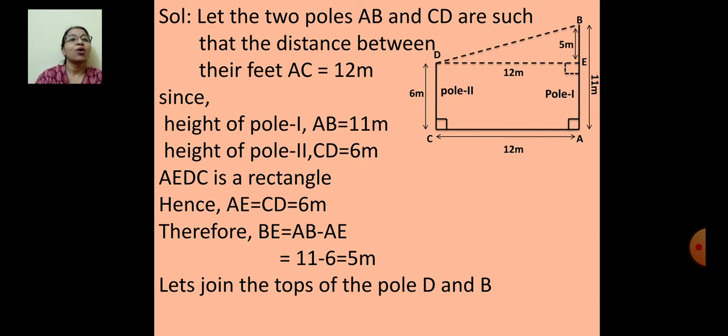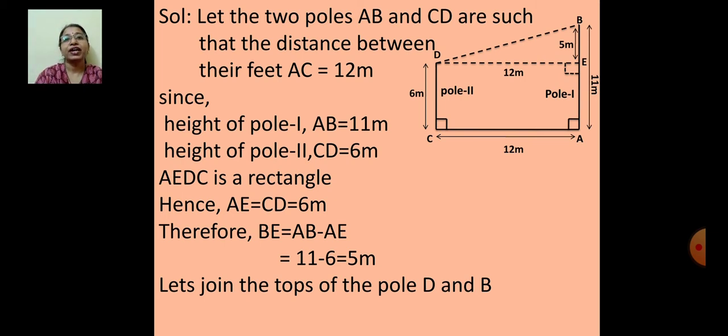So this quadrilateral AEDC is a rectangle. So their opposite sides are equal. So this DC is equal to AE. But this DC is 6. So this AE is also 6. And the height of the pole is 11 meter. So we can find out this BE length. How? BE is equal to total AB minus AE. That means 11 minus 6, that is equal to 5 meters.